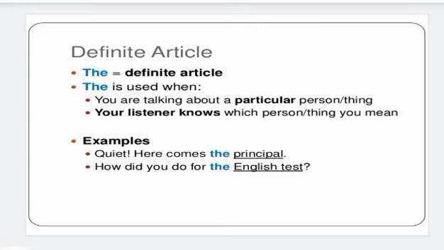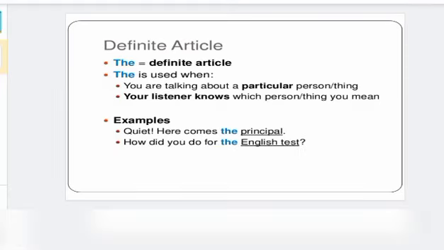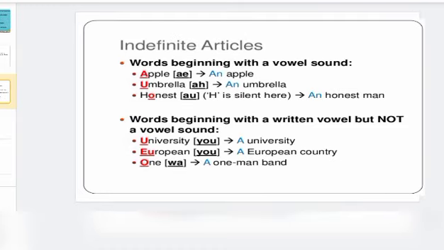And the second example: "How did you do on the English test?" In the second example, it is also talking about a particular thing, the English test, which is defined by the definite article. It is the English test where the listener knows which one you mean.